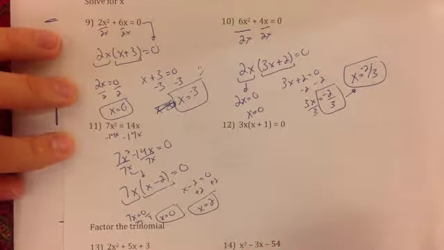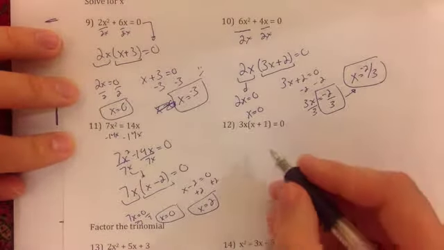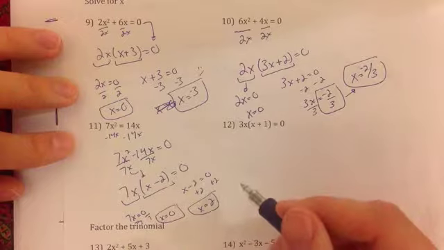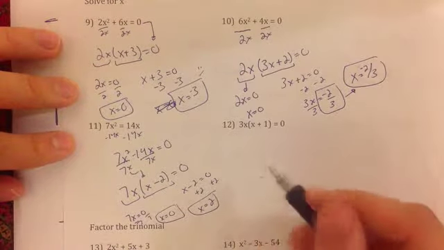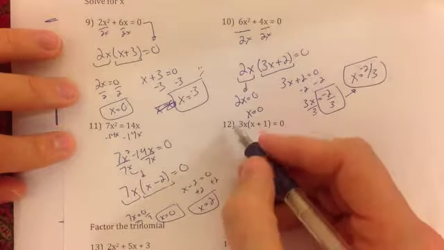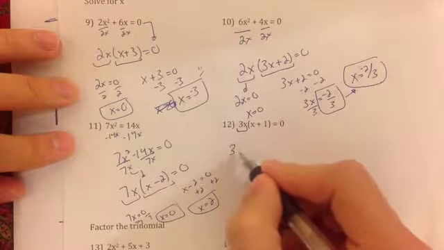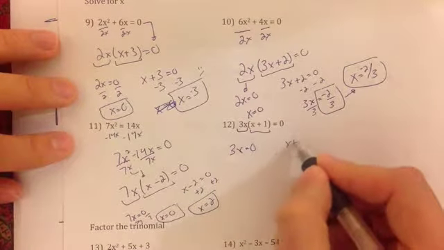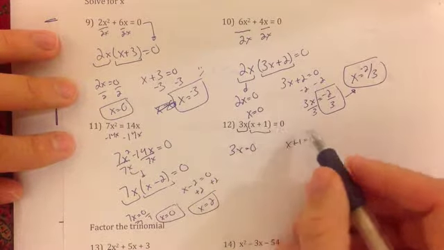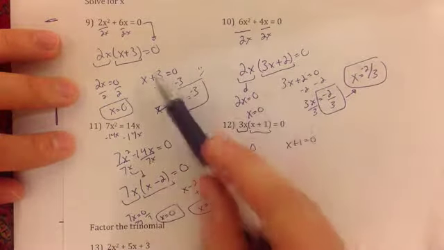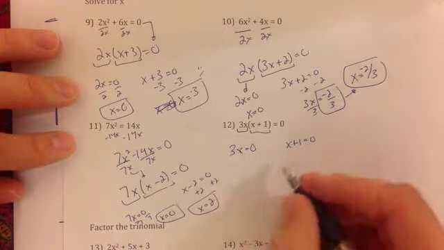And now number 12 is one of those crazy ones. It is easier than the rest of them, but some people tend to do something crazy to it and make it harder. In this case, it is already set up. I have two numbers. I have 3x, it could be 0, and I have x plus 1, it could be 0. This is already factored. You'll notice it looks just like that last step before we finish on the other problems. It's ready to go right now.